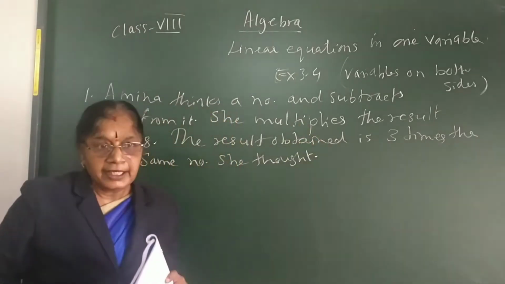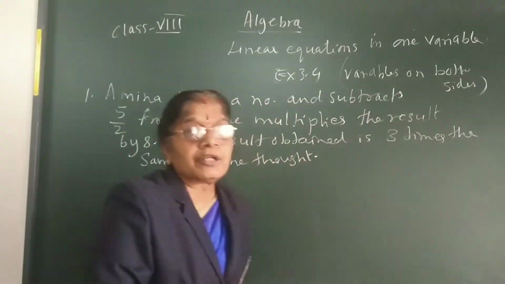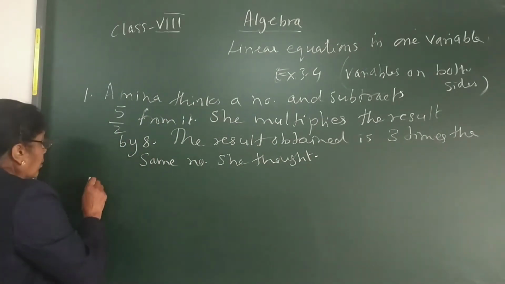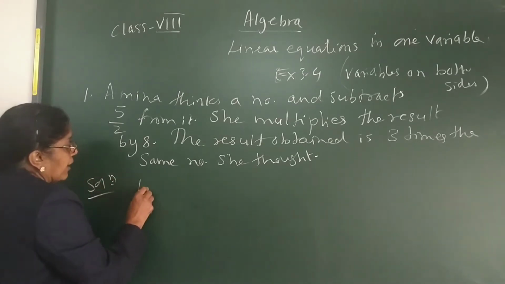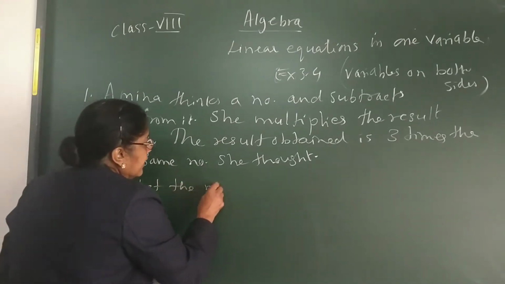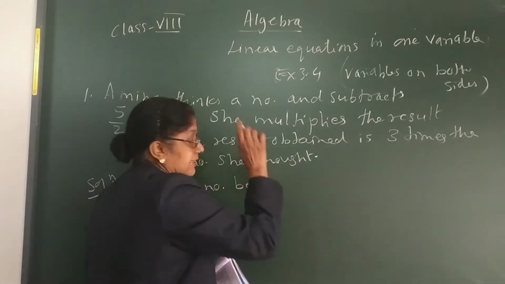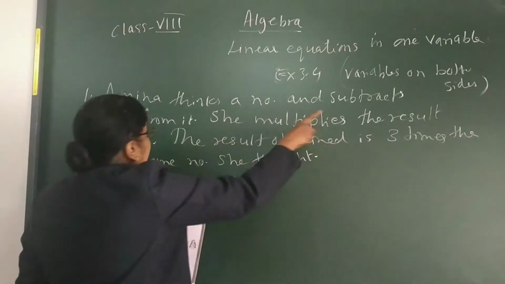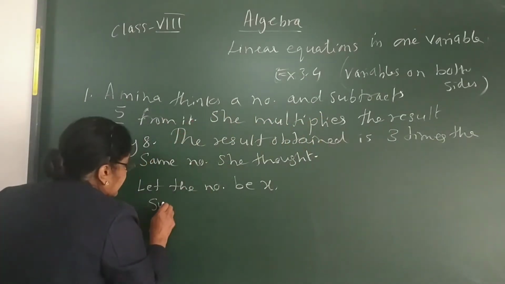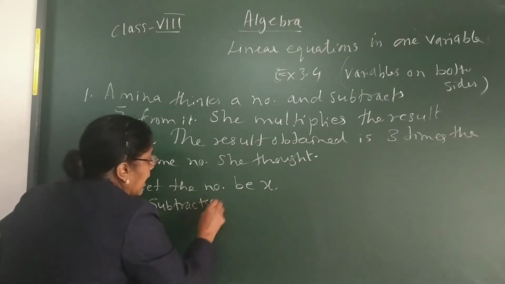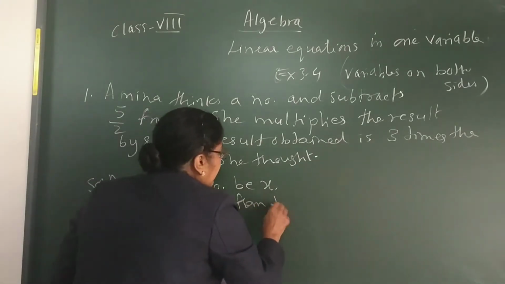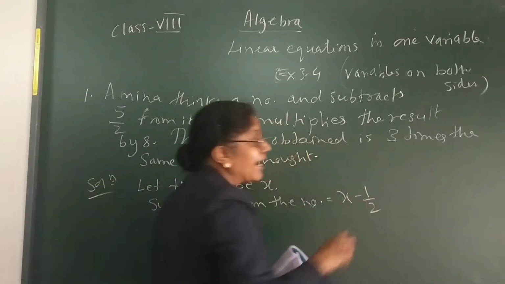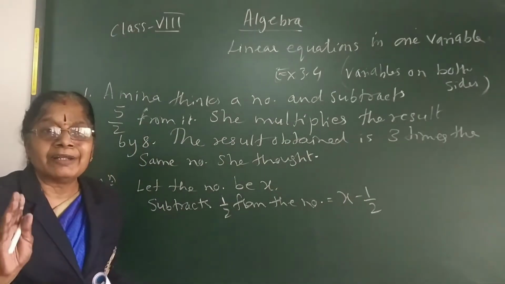Here what we have to make? We have to make an equation with expressions on both the sides. Let us see what is given. Amina thinks a number. So solution. We don't know what the number is, so let the number be x. Amina thinks a number x, and subtracts half from it. So what it will be? x minus 1 by 2.